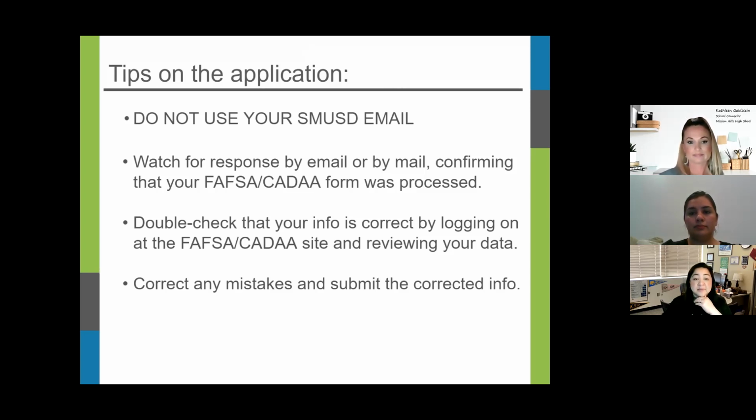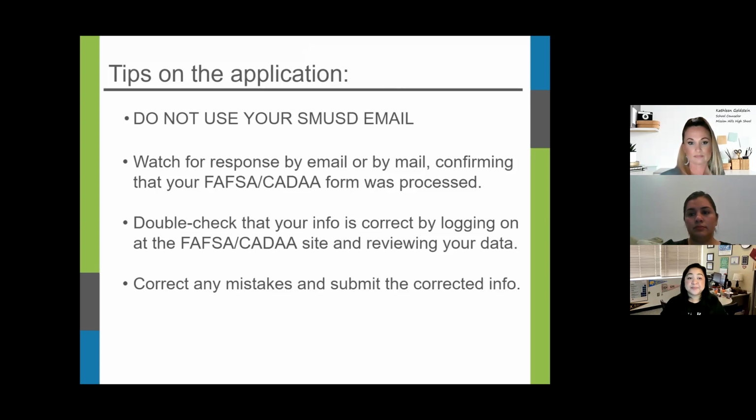And then there is a way to correct any mistakes and submit the corrected information. So say you do submit October 1st and then you decide to apply to an additional institution. Maybe you didn't list Palomar College when you initially submitted your financial aid forms, but then in December you decided to apply to Palomar. You can go back into your application and add Palomar College or any other colleges or institutions that you want to include.